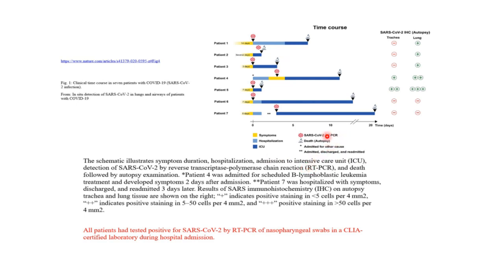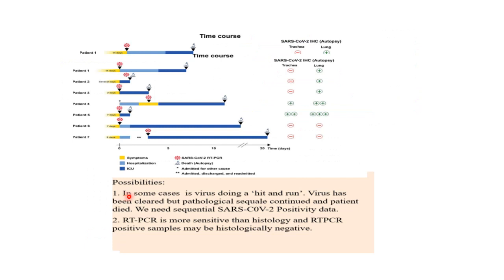So what could be happening in some of these cases is that the virus is doing a hit and run. That is, the virus has been cleared, but the pathological sequelae continued and the patient died. We need sequential SARS-CoV-2 positivity data. Secondly, RT-PCR is more sensitive than histology, and RT-PCR positive samples may be histologically negative.